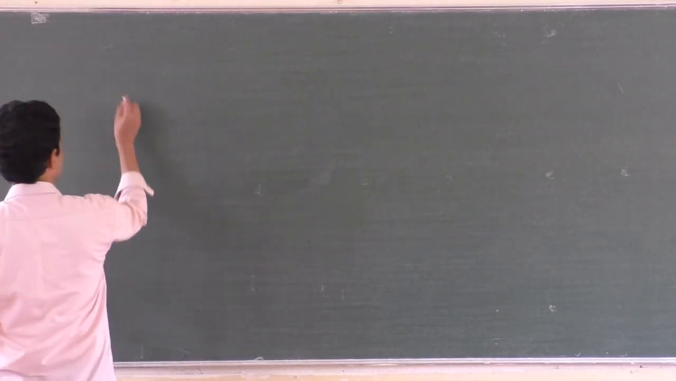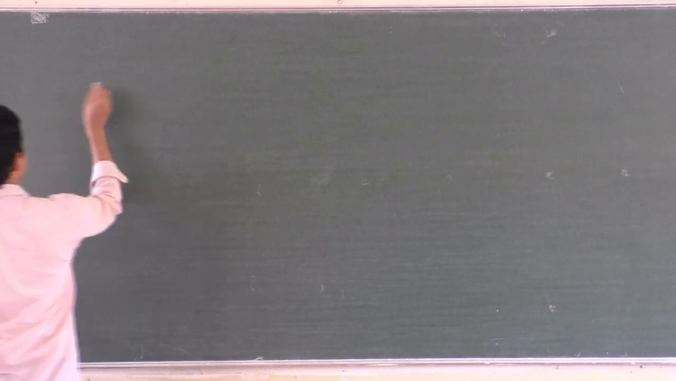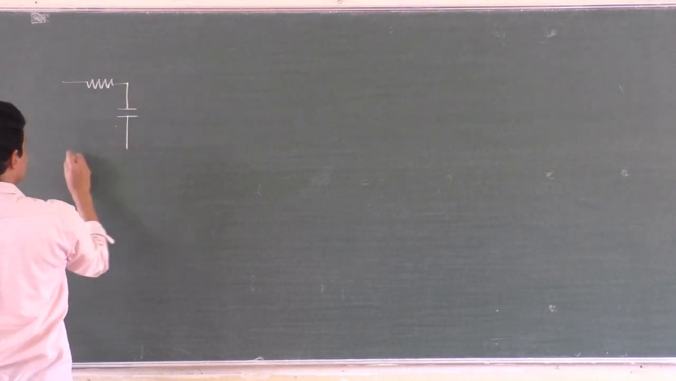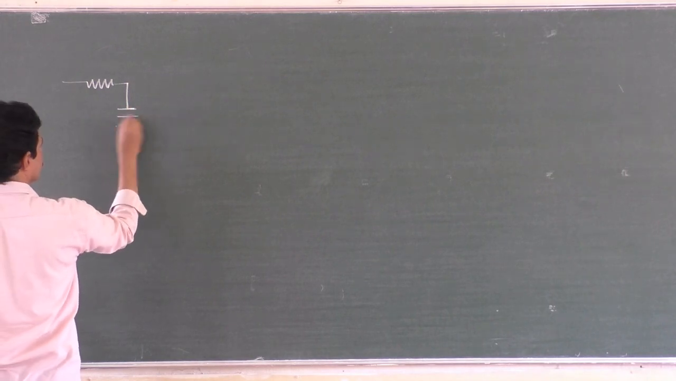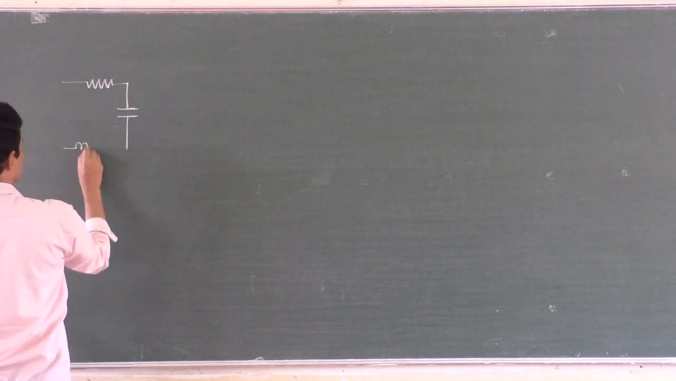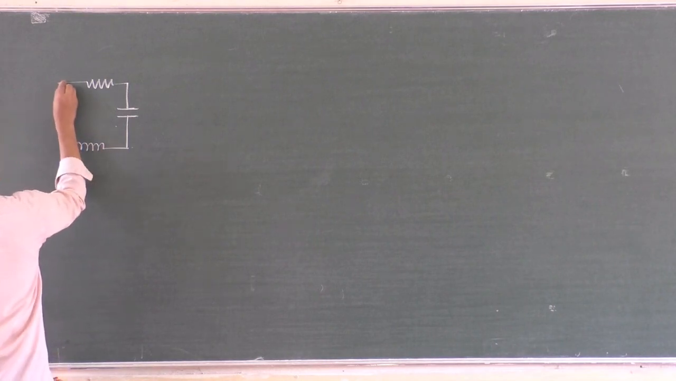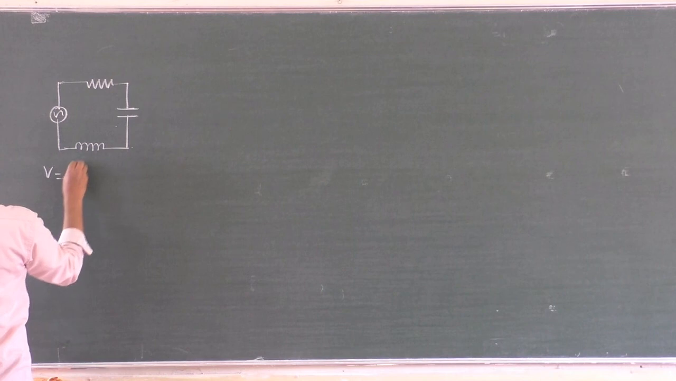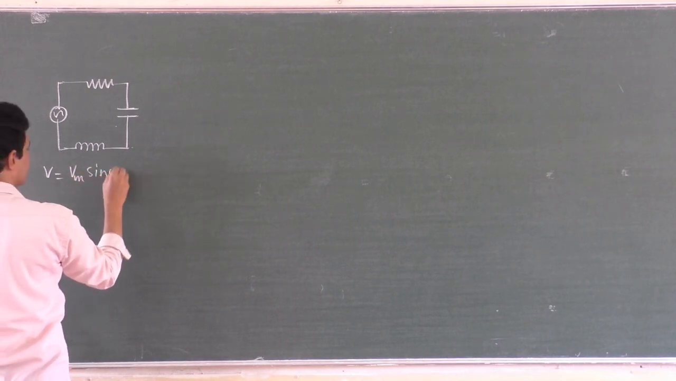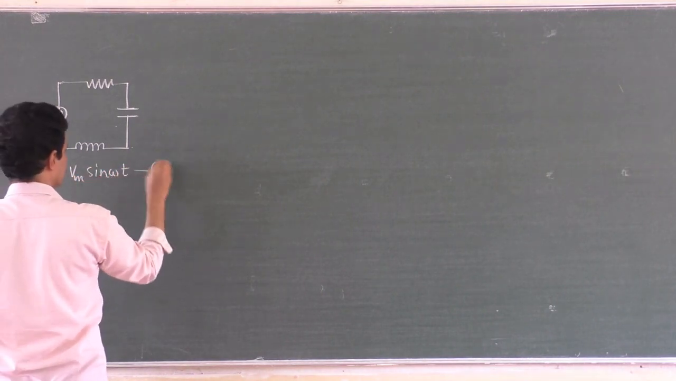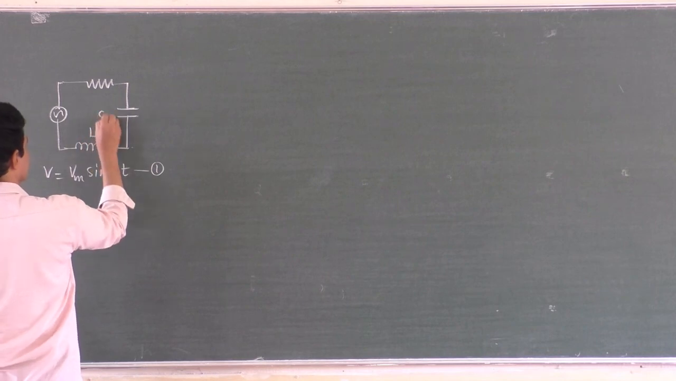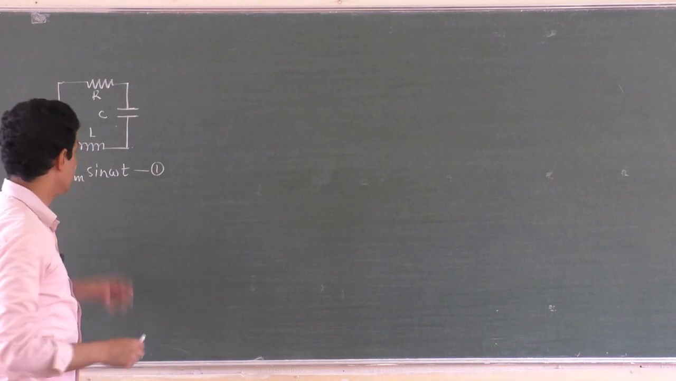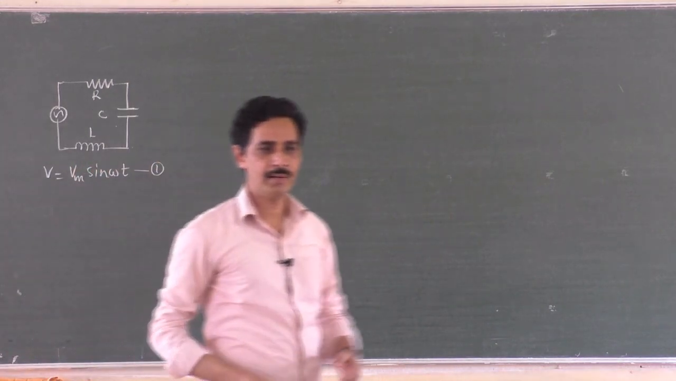So we have a resistor, inductor and capacitor connected in series across an AC source of alternating EMF, V is equal to Vm sin omega t, right? That was what we considered as equation 1. So this is R.